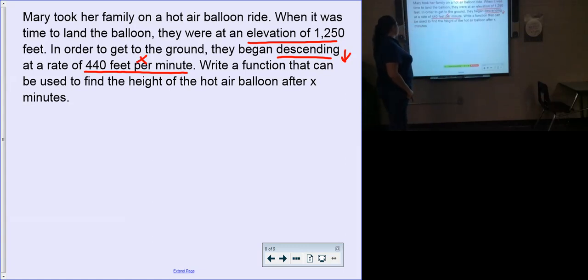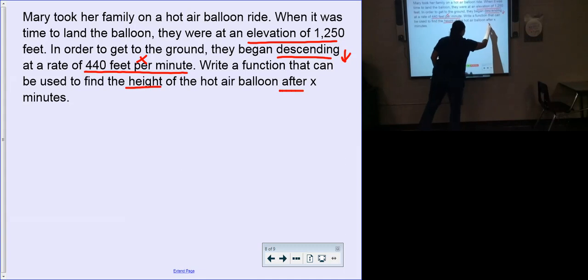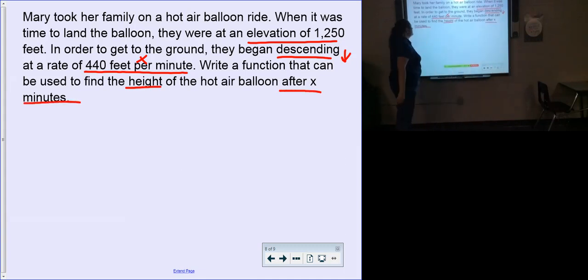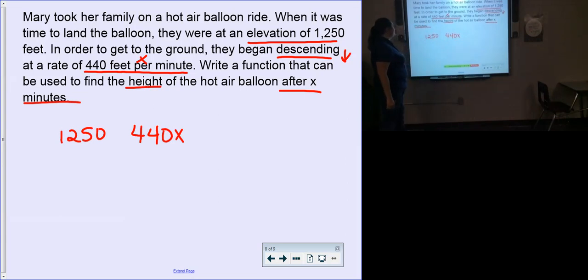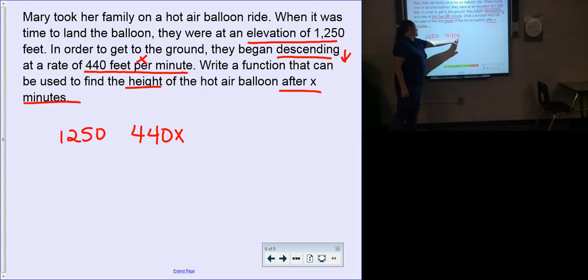Write an equation that can be used to find the height of the hot air balloon after x minutes. All right? So, x minutes, well, that's going to go with 440. All right? Now, with this one, we also have the other number of 1250. And they said that I was descending at the rate of 440x.